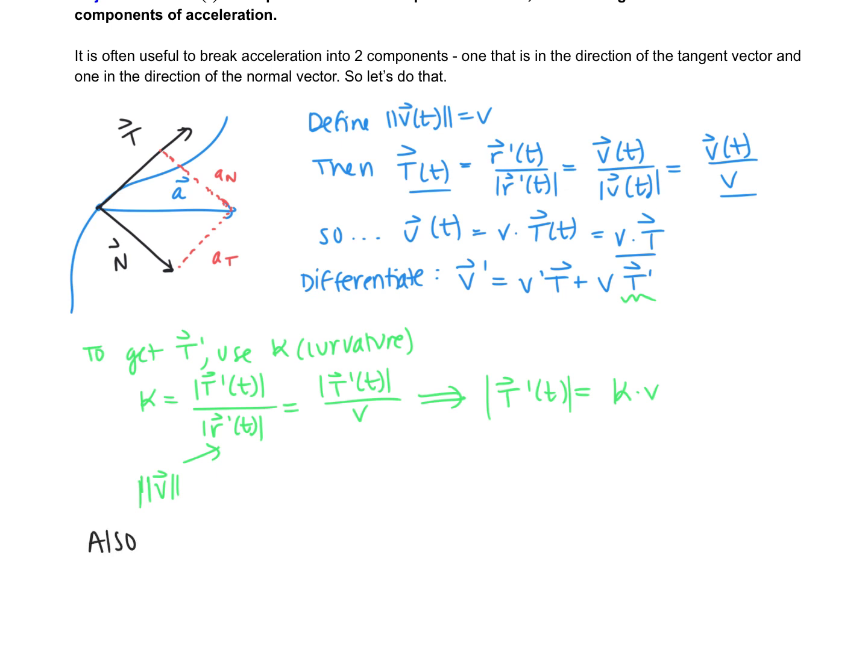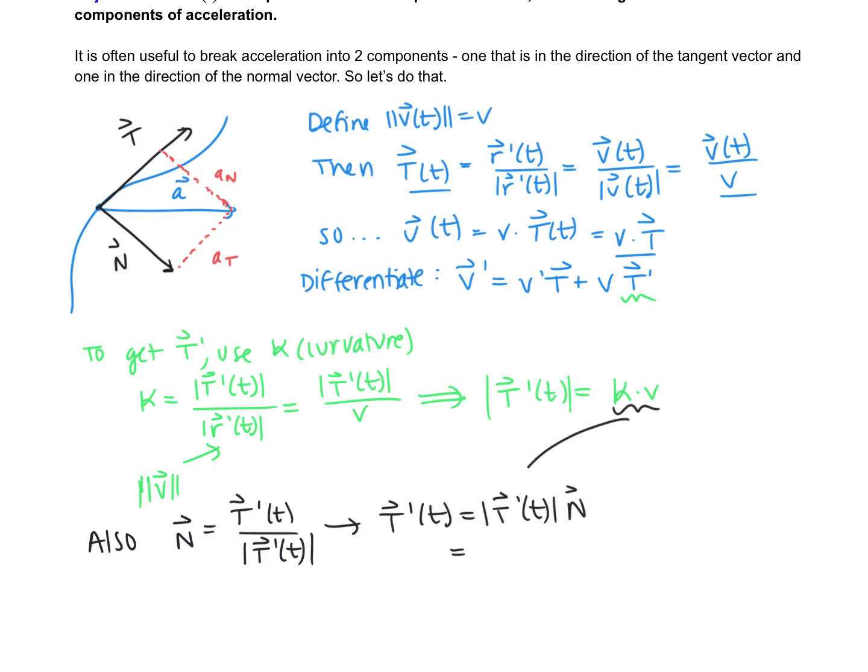Another thing for us to know is the unit normal vector. If we drew it in the figure, we know we have to be using it. That's going to be the derivative of T over its magnitude. So what that also gives us is that the derivative of T is equal to the magnitude of the derivative of T times the unit normal vector. Well, we can substitute in from above, so we get T prime is equal to curvature times the magnitude of velocity times the unit normal vector.